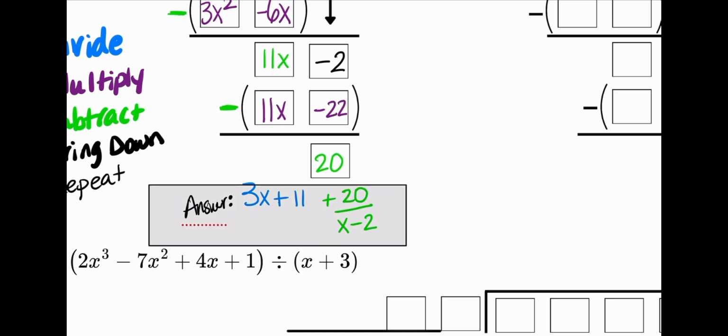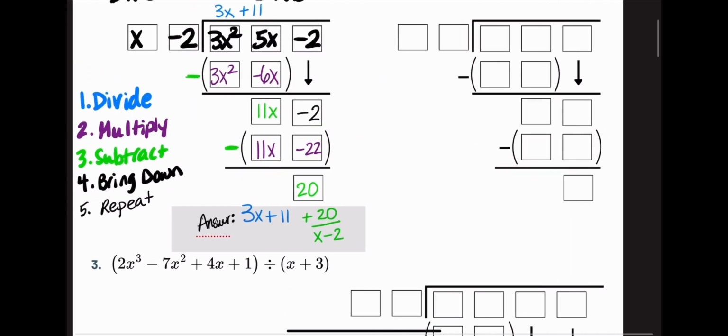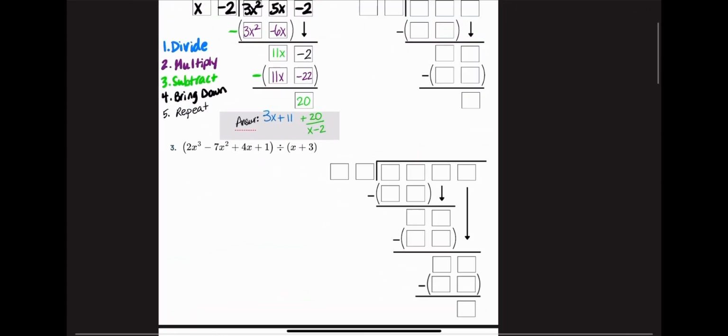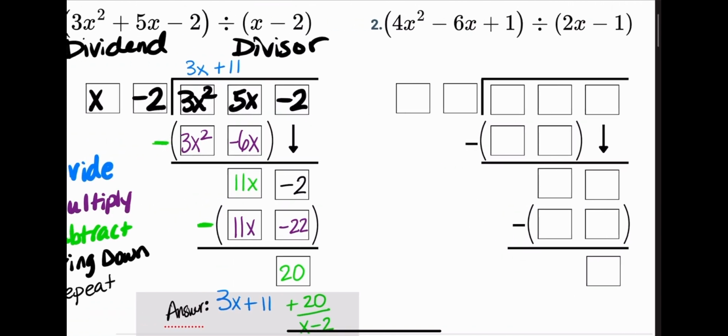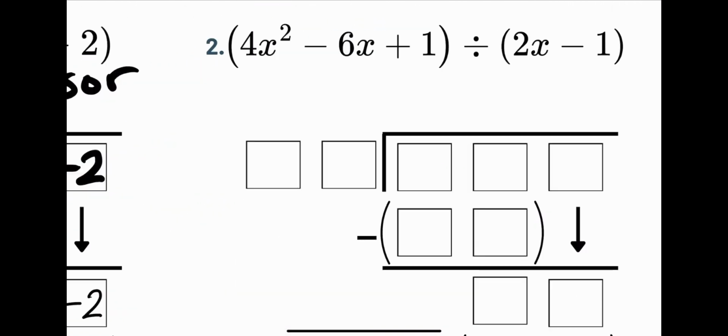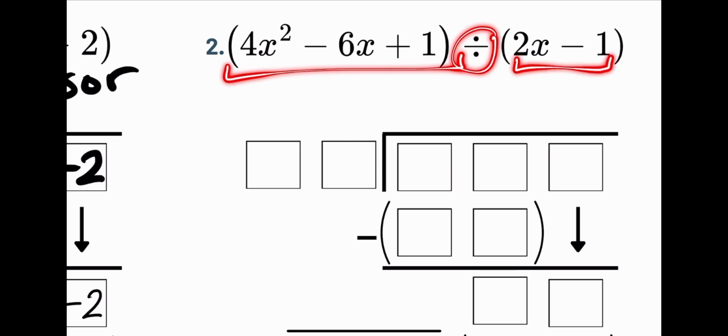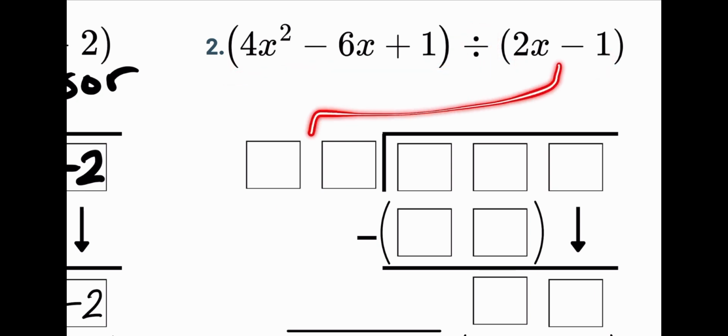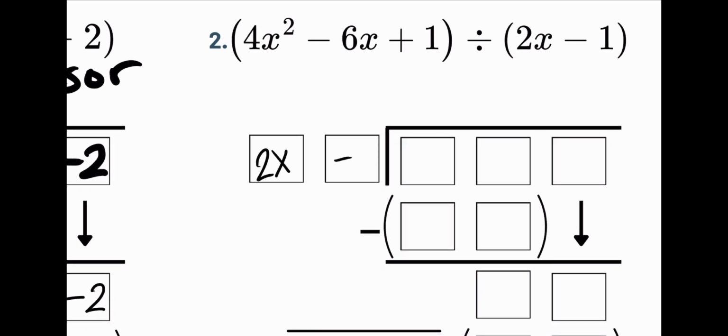Okay, let's do one more with the boxes already given to us. And then we're going to do one without. Okay, so coming to number 2, we have 4x squared minus 6x plus 1 divided by 2x minus 1. Now remember, we're going to be writing the divisor here and the dividend here. So let's begin. We have 2x minus 1 on the outside, and on the inside 4x squared minus 6x plus 1.